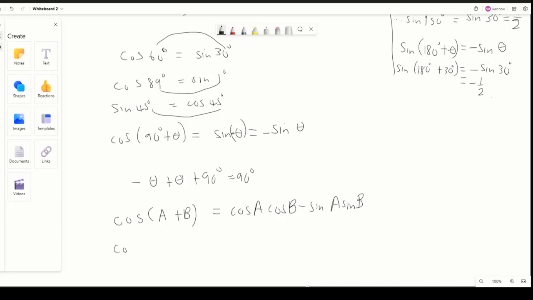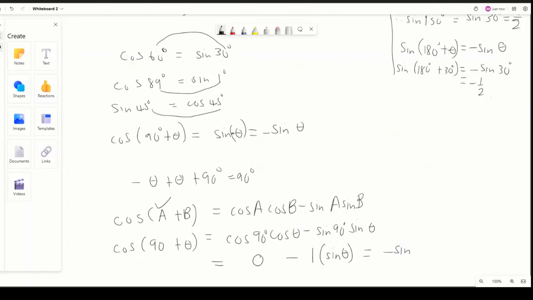So in particular, if you say cos of 90 plus theta, well, I'm using the formula here: the cos of 90 times cos of theta minus the sine of 90 sine of theta, right? And the sine of 90 is 1. So cos of 90 plus theta is minus the sine of theta. Okay, for this reason and for the reasons I've given here. Okay, right.